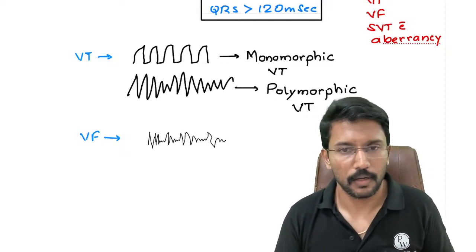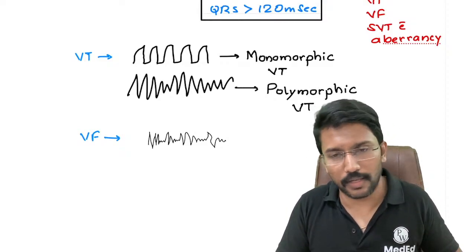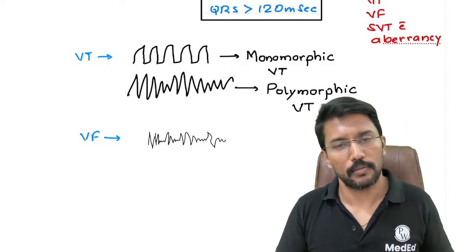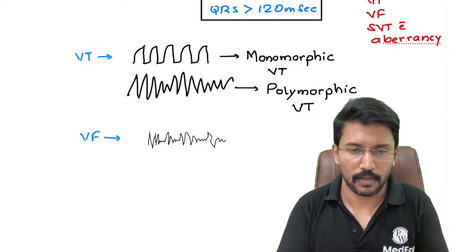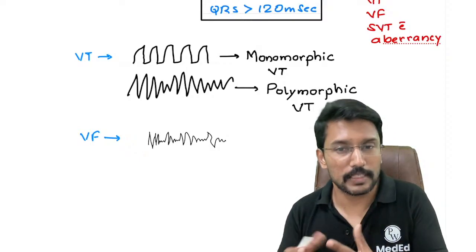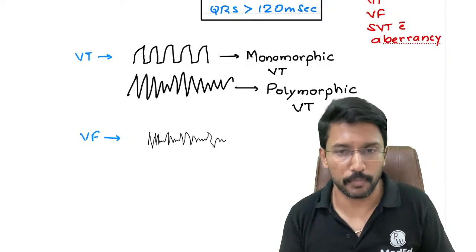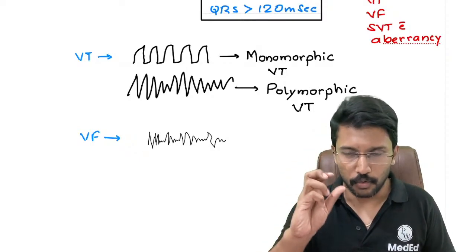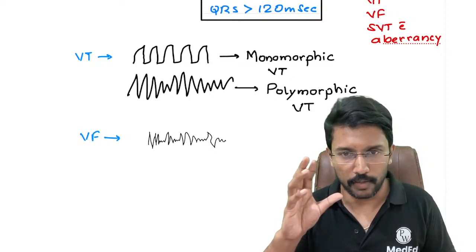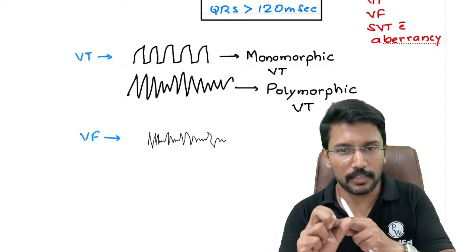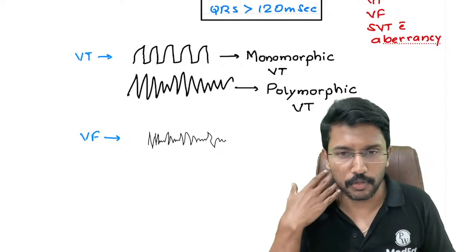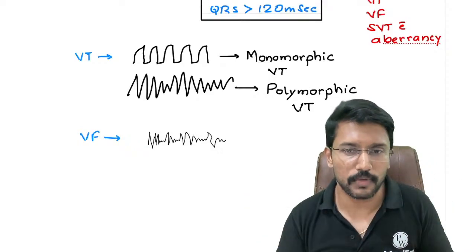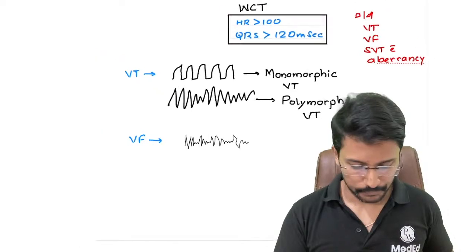pulseless. Polymorphic VT, Torsades de Pointes, you can still present with pulse. Monomorphic VT, you can still present to hospital having an intact pulse. Ventricular fibrillation is almost always pulseless, because when we say ventricular fibrillation, that means the ventricle is not contracting, merely shaking or vibrating. When it does not contract, there is no ejection. If there is no ejection, nothing is coming to your aorta, nothing is coming to your carotid. So most of your pulses will be abolished, right?